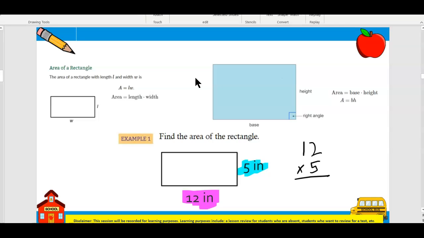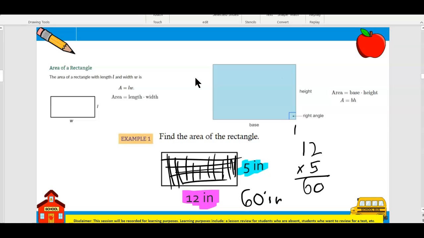All right, 2 times 5 is 10. 60. So this is 60. We would have to draw a whole bunch of little squares in here. 1, 2, 3, 4. It'd end up being 60 squares. So 60 inches squared.